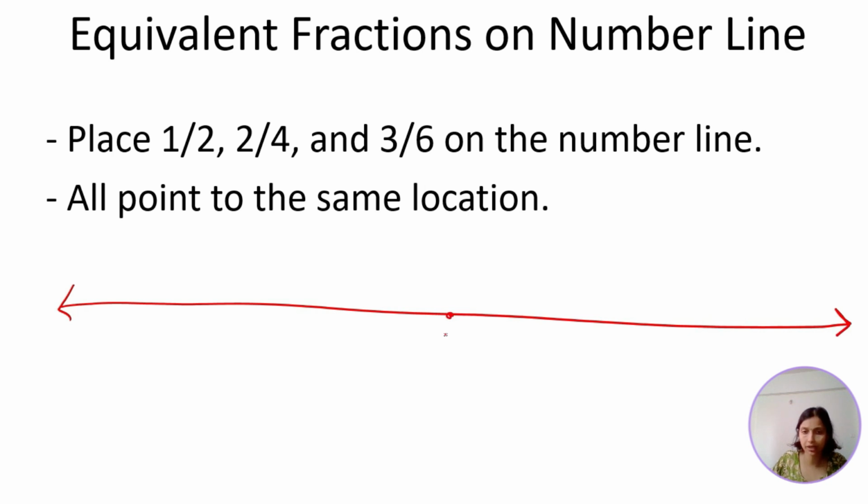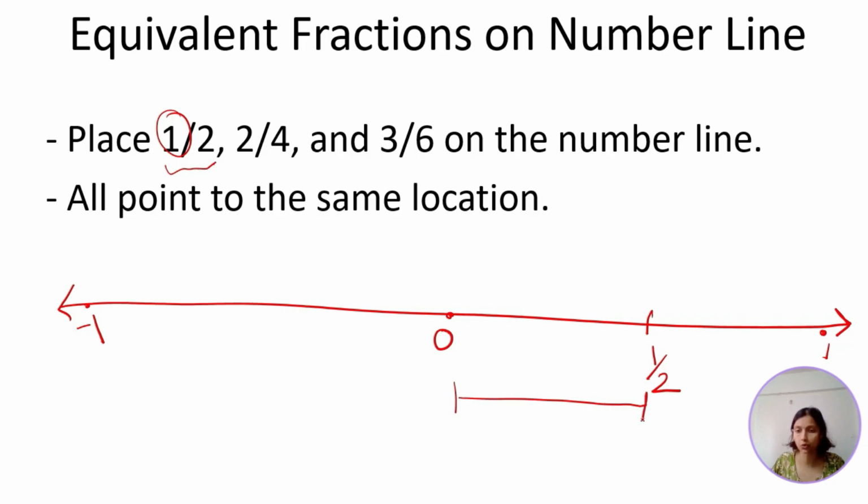So I have drawn the number line, 0 at the center, 1 on the right, minus 1 left, arrows showing that the line can go in both the directions indefinitely. So if I have to show 1 by 2, I will divide 0 to 1 in 2 equal parts, and this is the first part, 1 by 2. So this is the representation of 1 by 2.